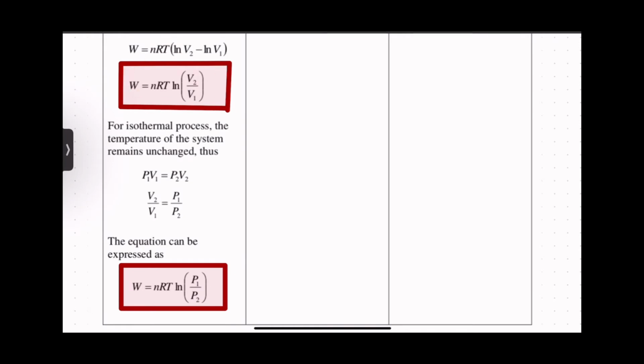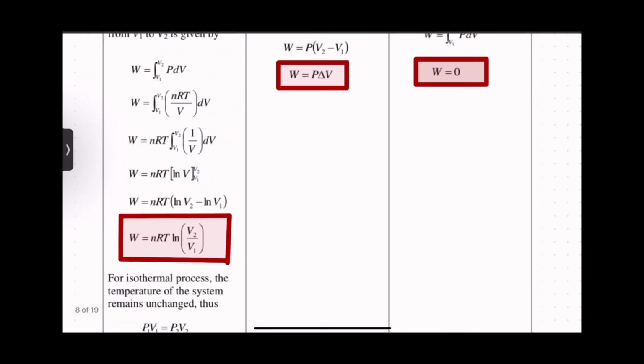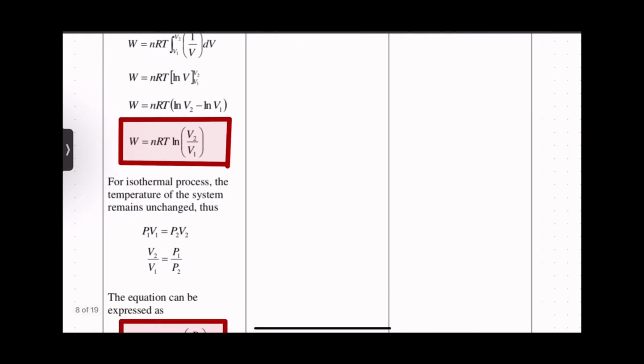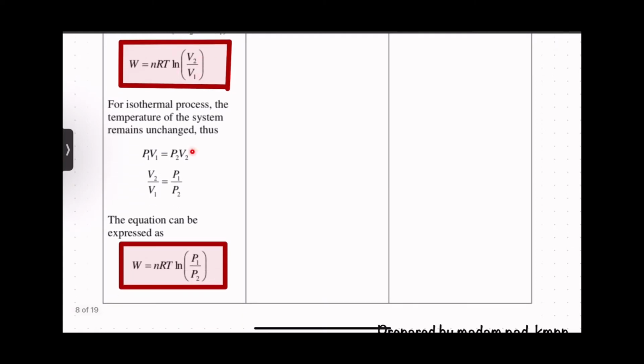Okay, W we integrate, because in this case the temperature is constant. For isothermal, temperature is constant. So when temperature is constant, there is a change in volume together with a change in P. Okay, W is equal to nRT ln V2 over V1. Looking here, in the isothermal relation, P and V are inversely proportional. So the equation can also be expressed in pressure, where W is equal to nRT ln P1 over P2.